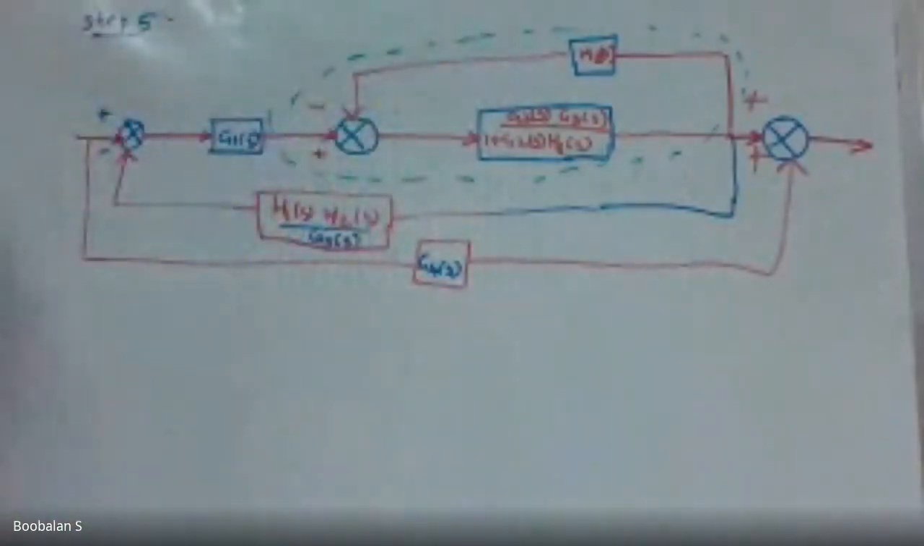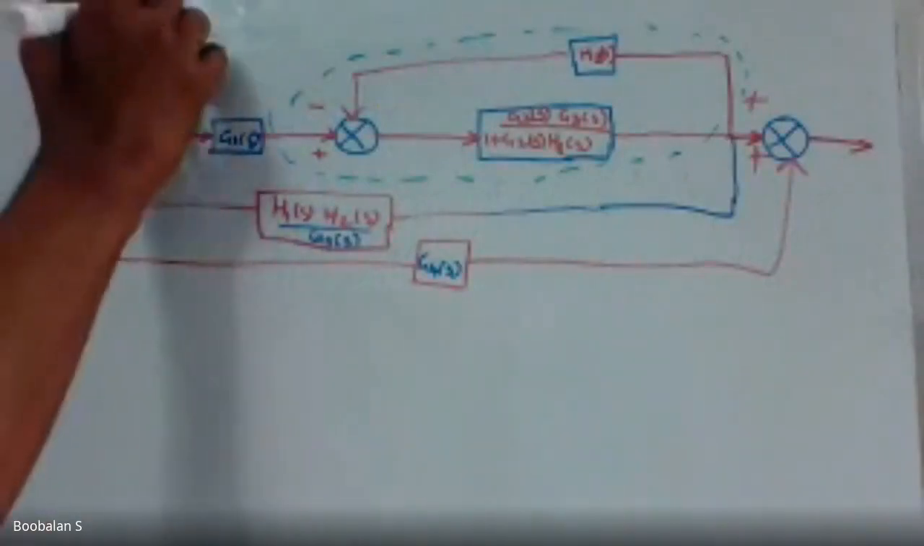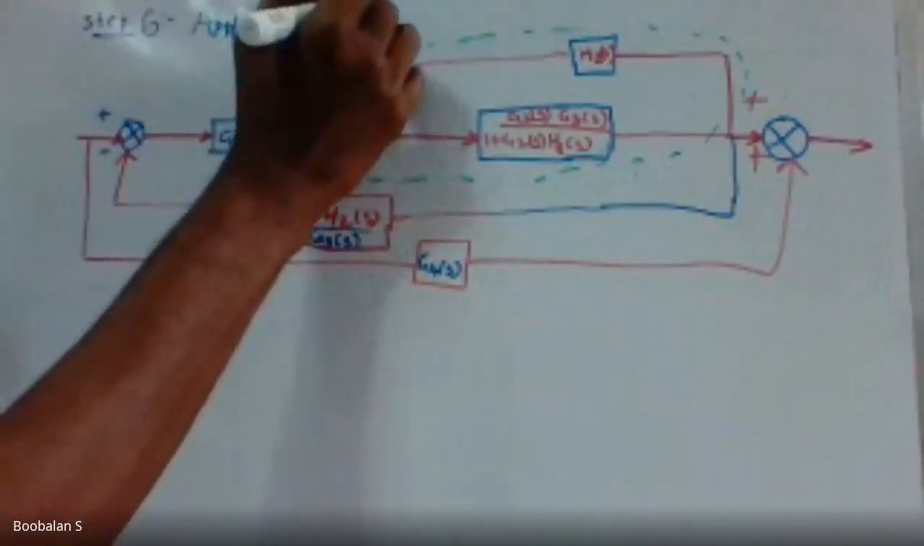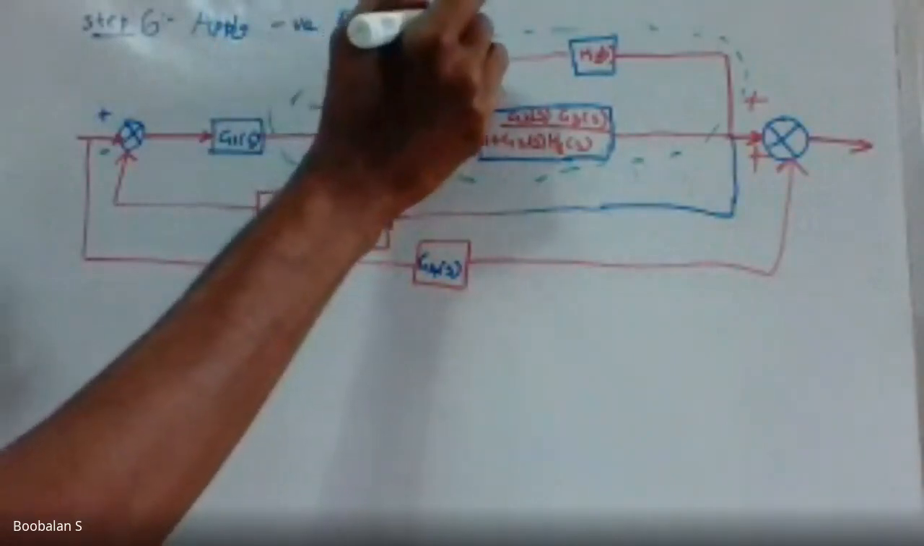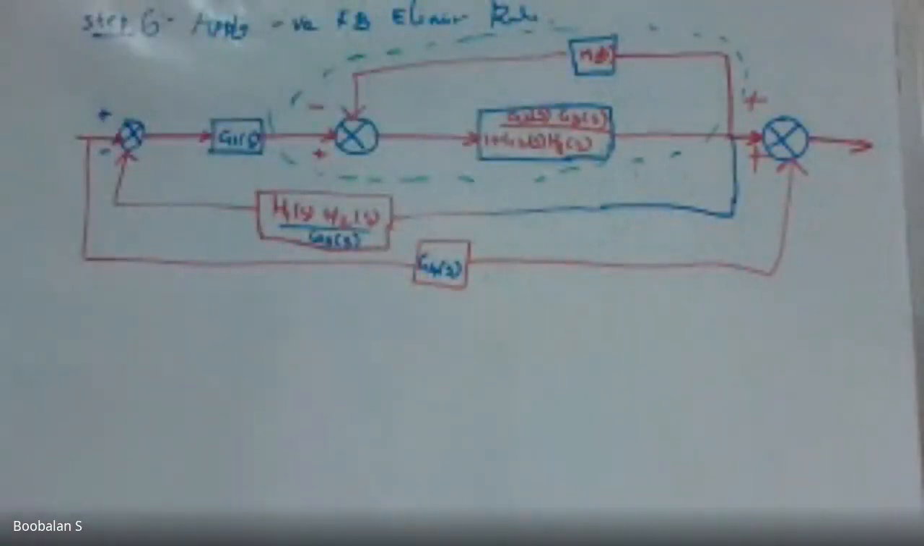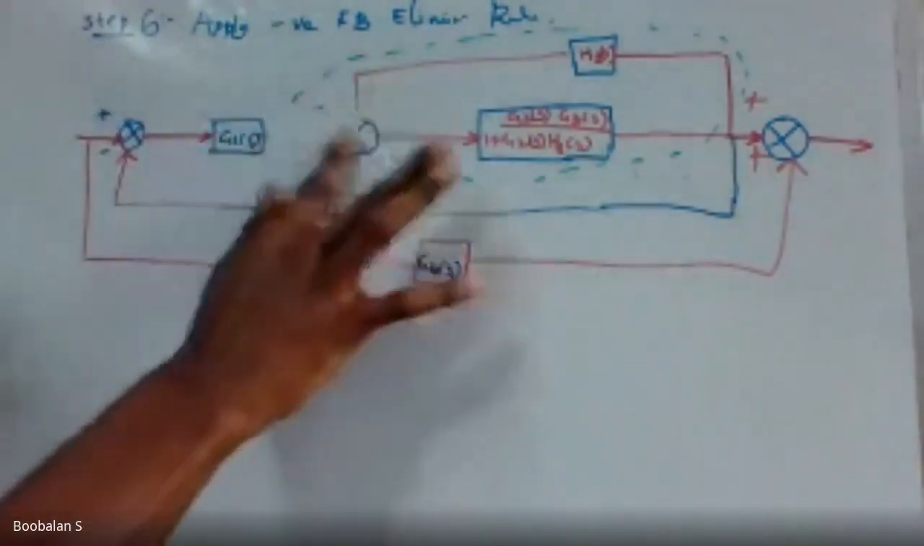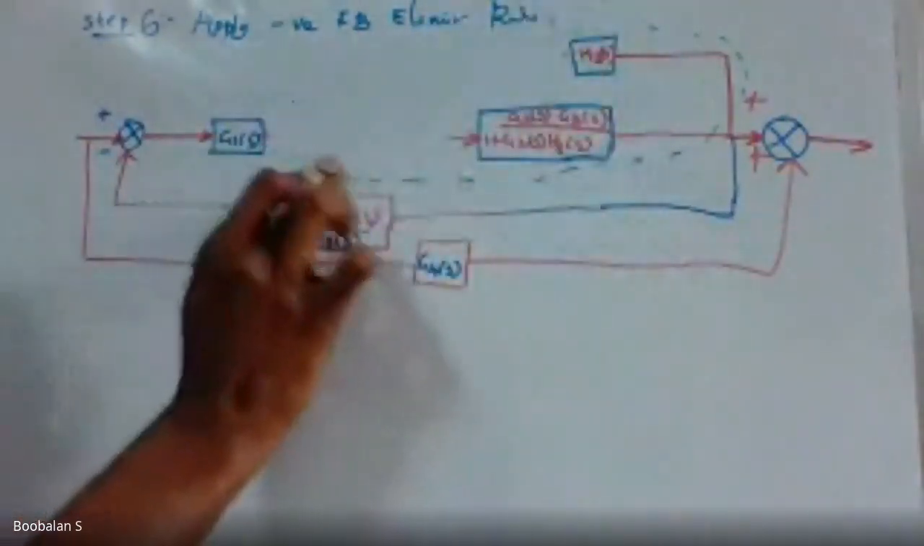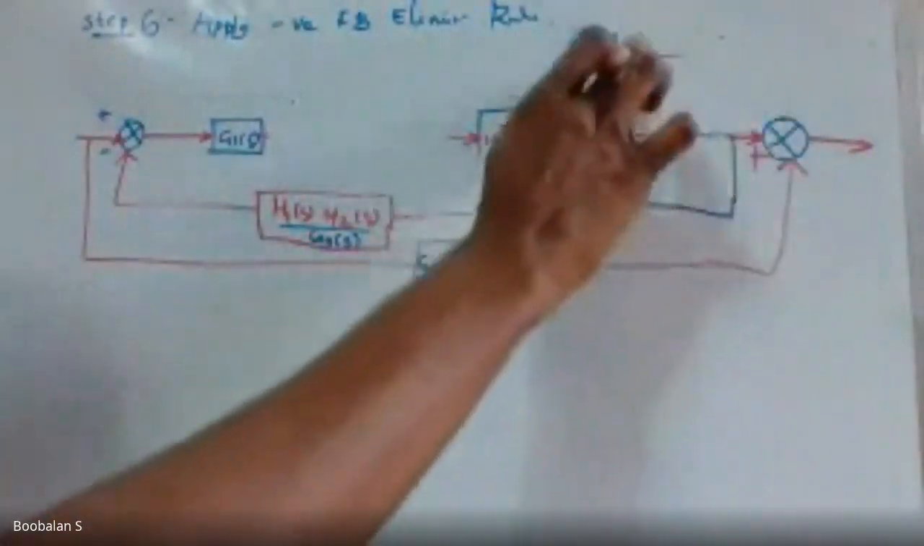Step 6. What can we do? Apply cascade rule, sorry, negative feedback. Step 6, apply the negative feedback elimination rule, right? G divided by 1 plus GH, as per the negative rule. I'm just going to erase these things. So the entire feedback is now getting eliminated. G divided by 1 plus GH, right? The entire block is now getting erased.